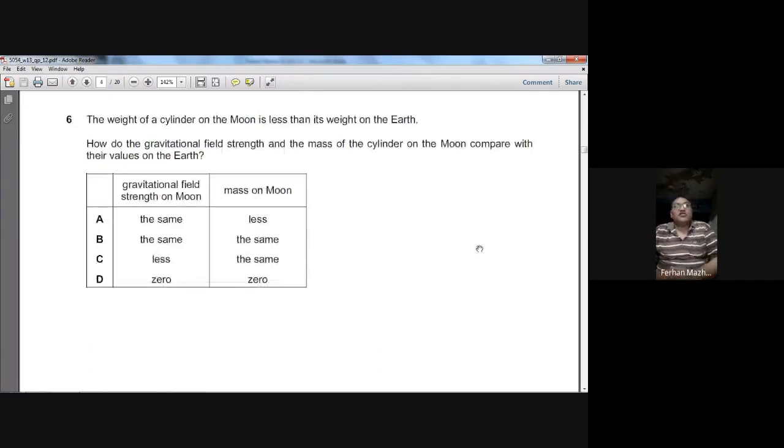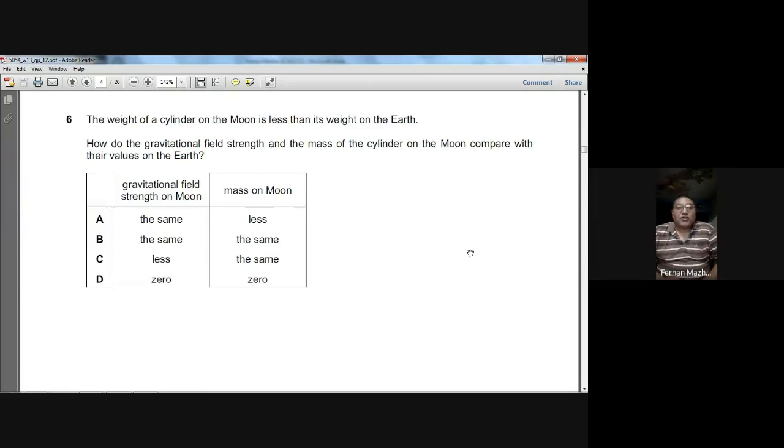Question number 6 is on your screen. The weight of a cylinder on the moon is less than its weight on the earth. How do the gravitational field strength and the mass of the cylinder on the moon compare with their values on the earth? Because the weight of an object is less on the moon as compared to its weight on the earth. This is because the gravitational field strength of the moon is less than the gravitational field strength of the earth.